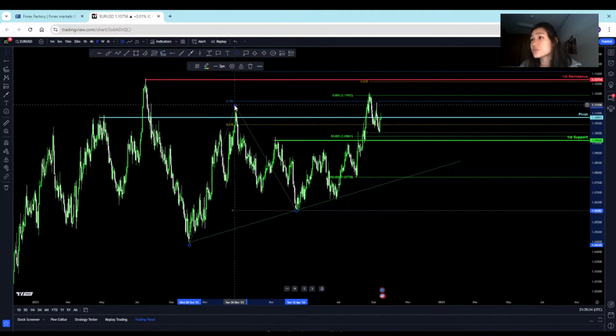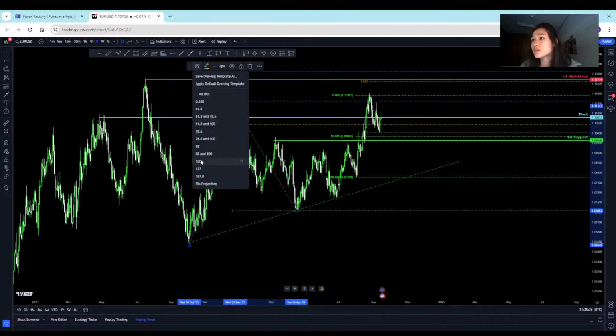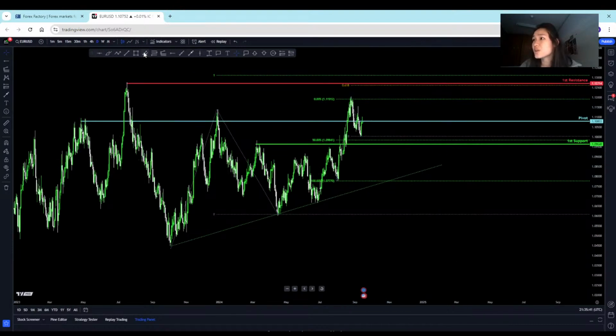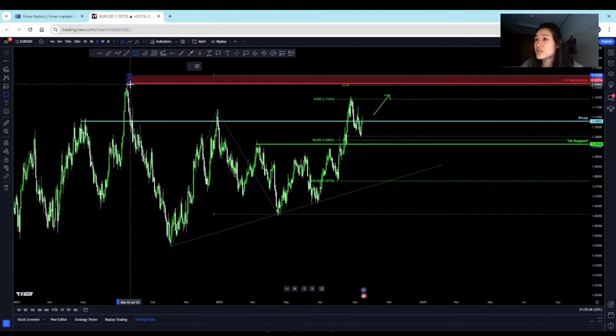Okay, my 100% also lines up with our first resistance. Okay, so I am expecting prices to continue pushing upwards towards our first resistance. You can also see we have this confluence area here.